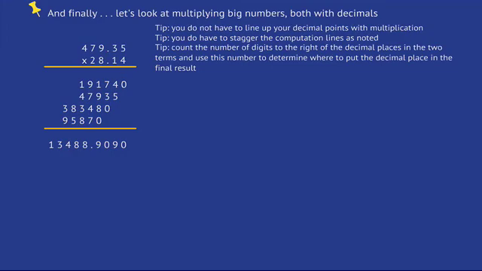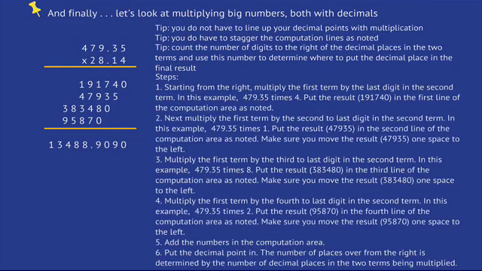So you can see our first term, 479.35, has 2 digits to the right of the decimal point, and our second term, 28.14, also has 2 digits to the right of the decimal point. So 2 plus 2 equals 4. We put our decimal place 4 digits to the right of the final result. So 13488.9090 has the decimal point placed 4 digits from the right. We have our steps here, which you can look through when you go through the slides.